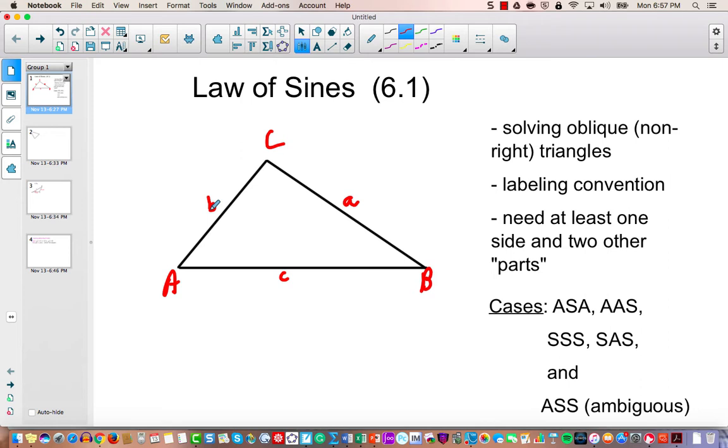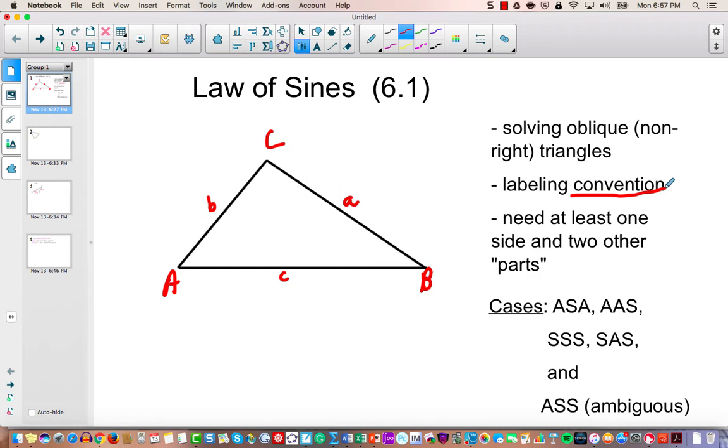This is a labeling convention. In other words, it's a good standard way of labeling triangles in solving triangles problems. And the letters don't have to be A, B, and C. They can be X, Y, Z, P, D, Q, whatever. But we always follow the convention of putting small letters opposite capital letters.